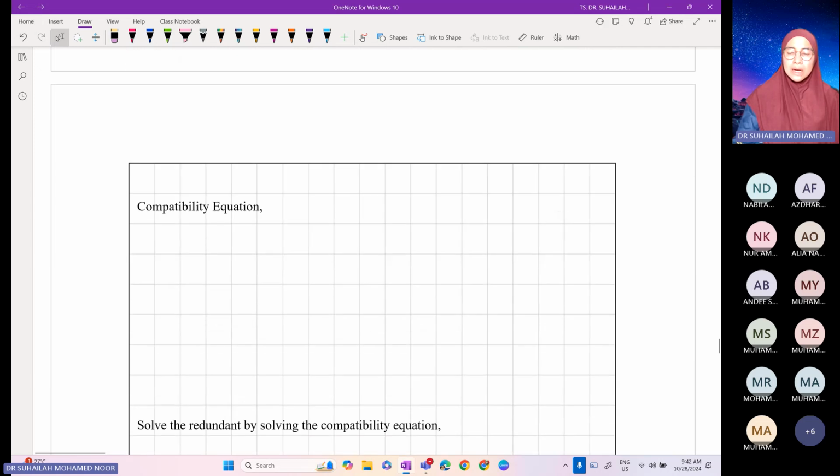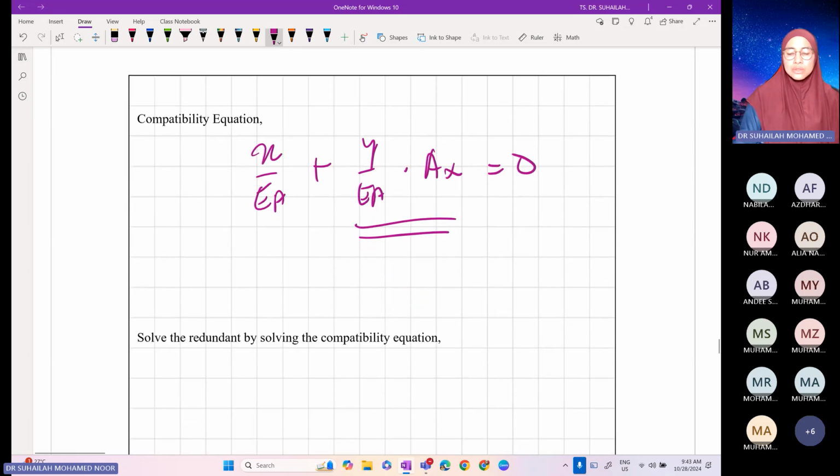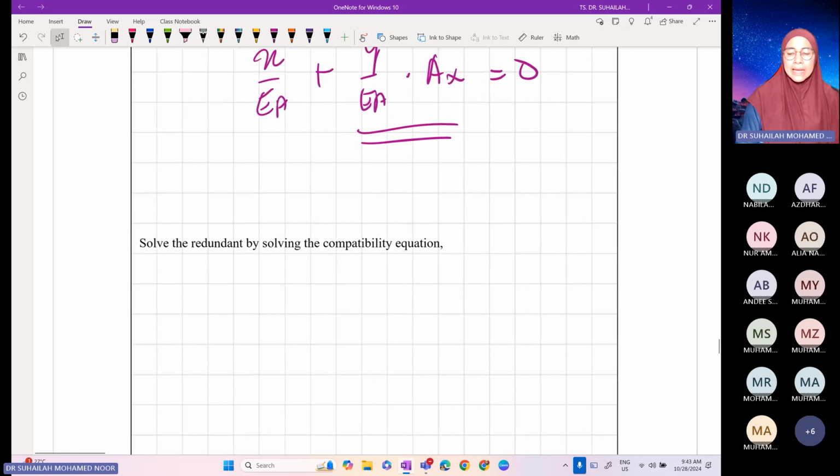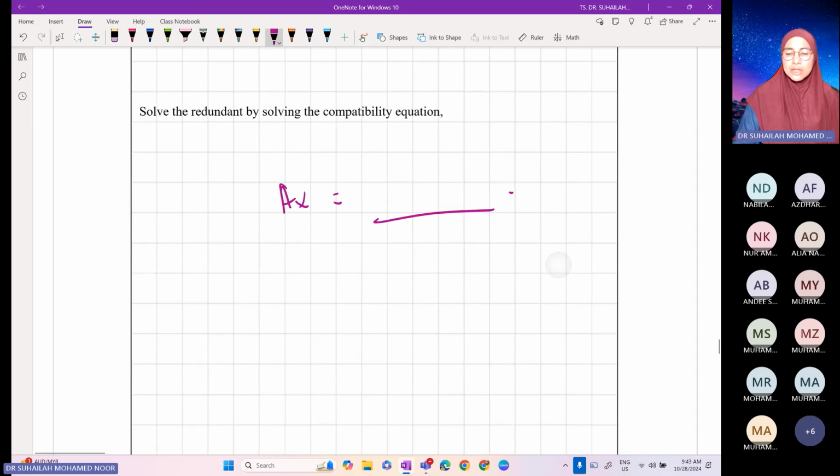Kita akan substitute dalam compatibility equation. Jadilah X over EA plus Y over EA. So yang ni kena kali dengan AX. The redundant lah. Yang ni semua kena kali dengan redundant. And this is equal to 0. So solve this, kita akan dapat AX. So dah dapat AX, kita dah boleh continue.